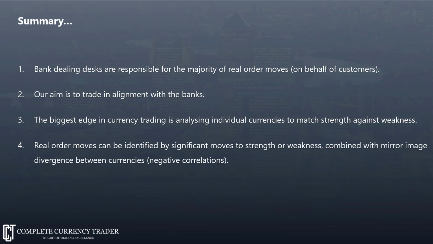The real order moves can be identified by bigger moves to strength or weakness, as well as mirror images or negative correlations between currencies. We want to find currencies moving in opposite directions away from each other. And the most important takeaway of all is never ever trade against the banks. Never buy a weak currency, never sell a strong currency. So that wraps up today's lesson.